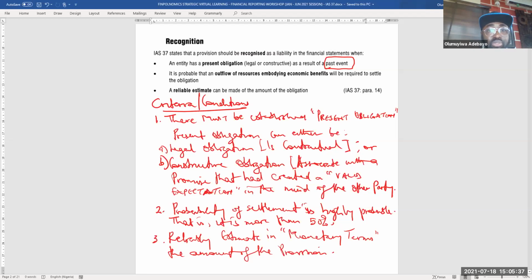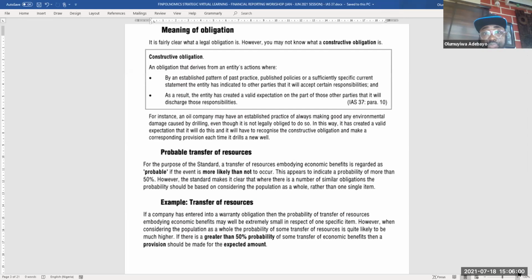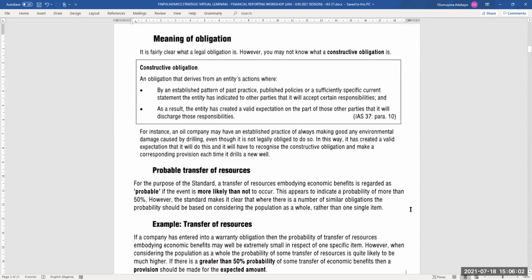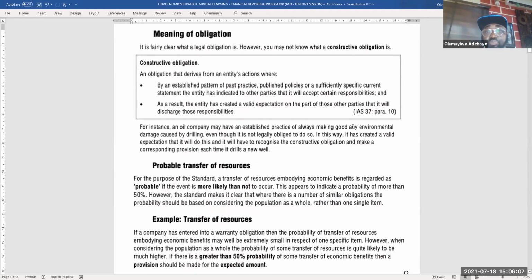Therefore, I want us to look through these expressions and examples as it relates to the meaning of an obligation and when it is probable that there is a transfer of economic resources. Who will do that for us? Let me read it. Over to you.